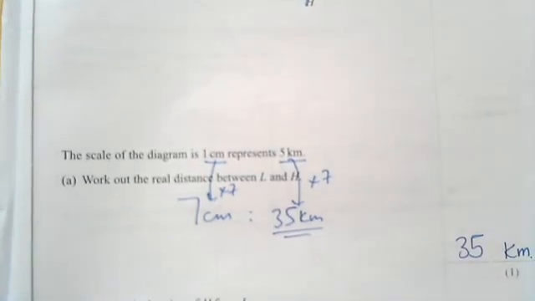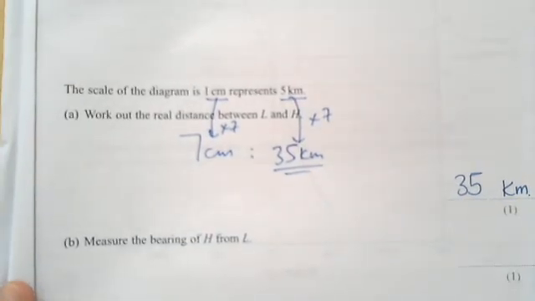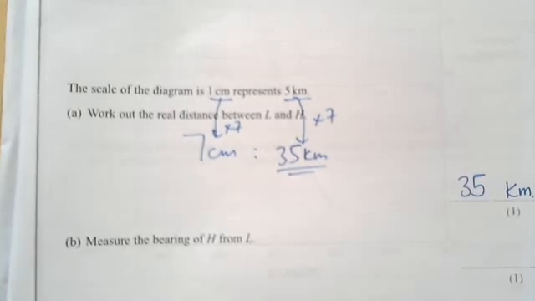So make sure you put down 35 in kilometers as well for your units. Next, measure the bearing of H from L. Okay, for that we're going to need to use a protractor.